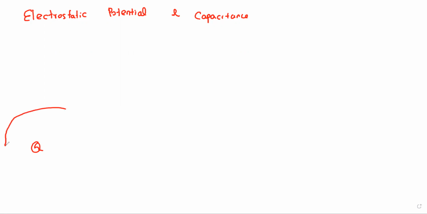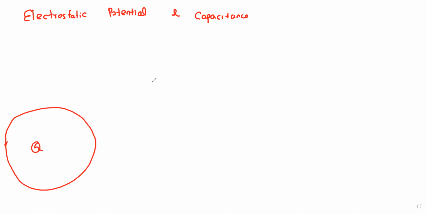Okay, so we are looking at the electrostatic potential and capacitance chapter. Last class we discussed the physical meaning of electrostatic potential. In that we have seen that if there is a charge q, surrounding this charge q, there is an electric field.